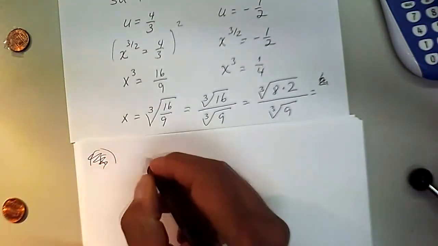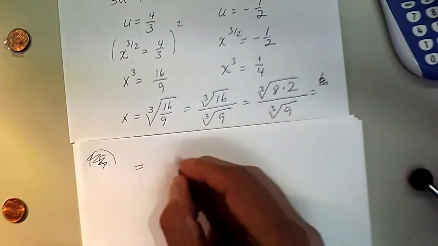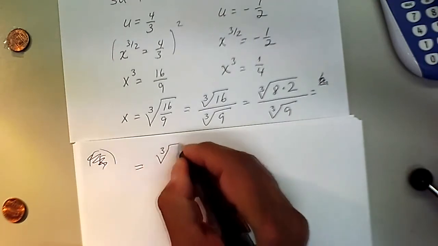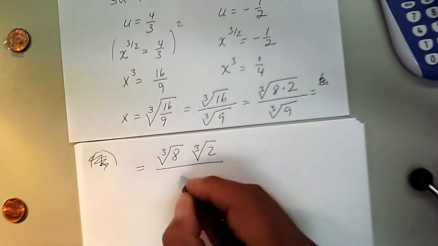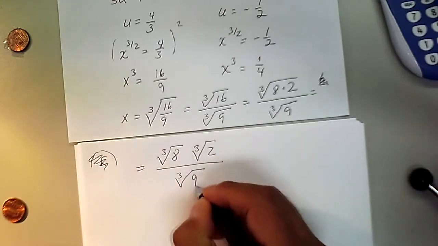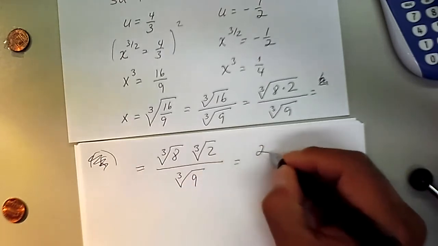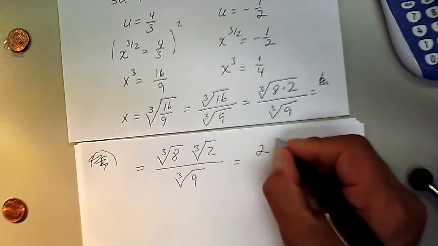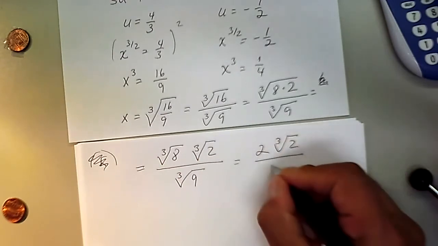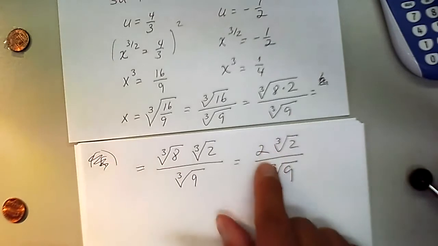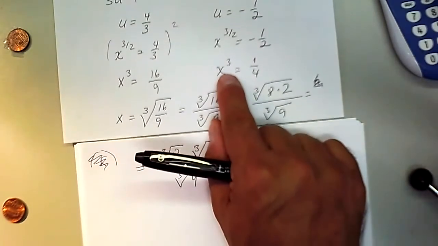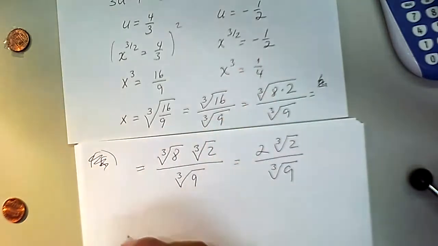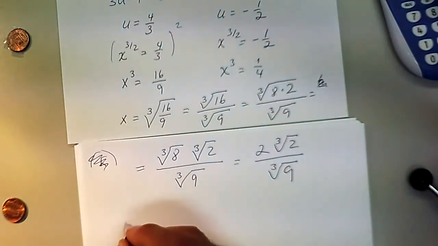So I'm still continuing this equation down here. We can split this into the cube root of 8 times the cube root of 2 over the cube root of 9. And that is 2, because the cube root of 8 is 2, times the cube root of 2 over the cube root of 9. So that is one solution. A positive solution. The other solution comes from taking the cube root of this, but that is easier. It's not as complicated.